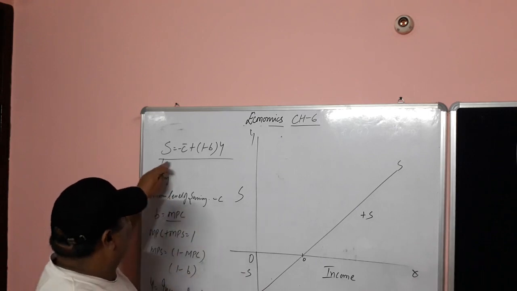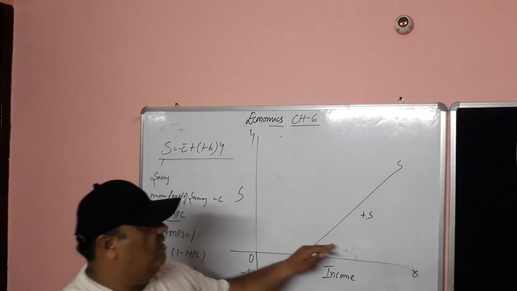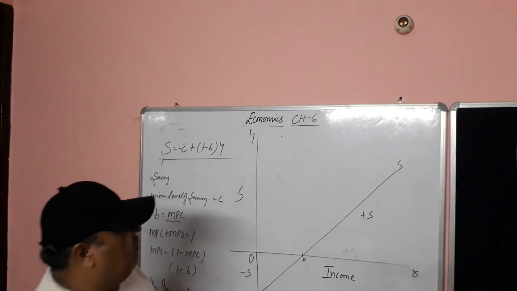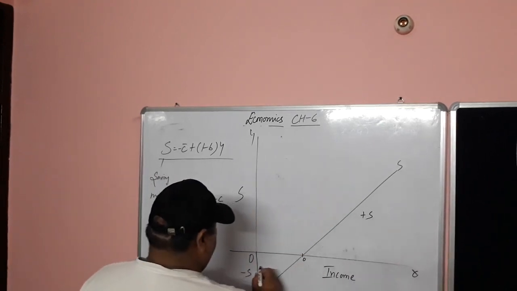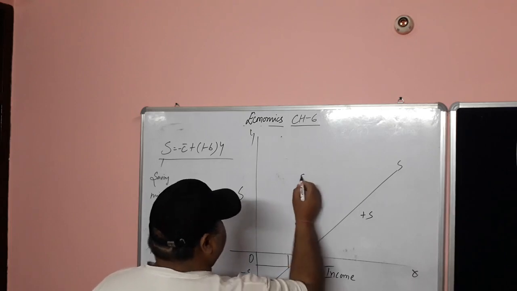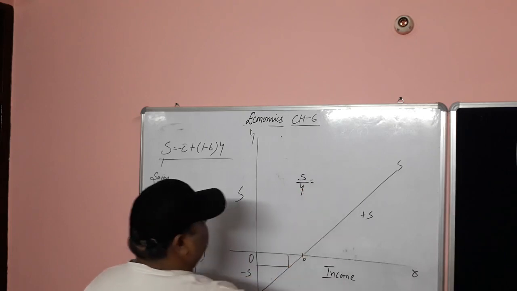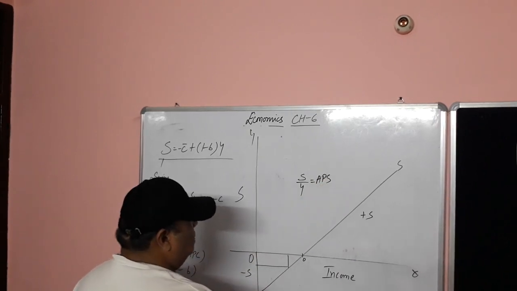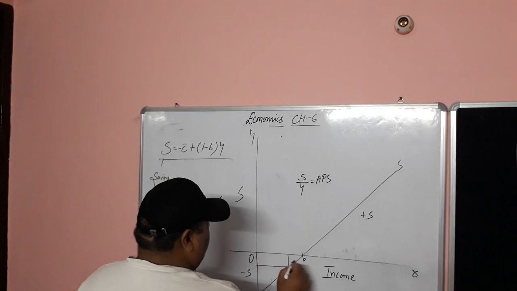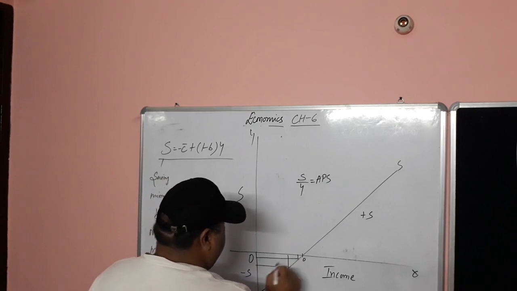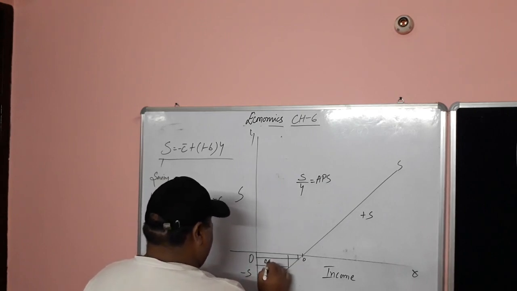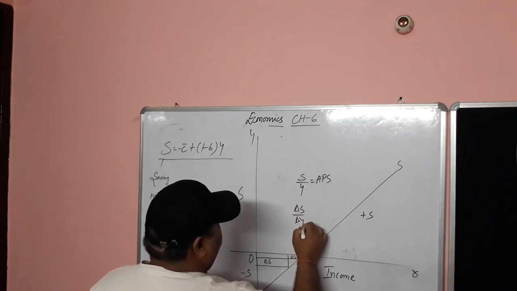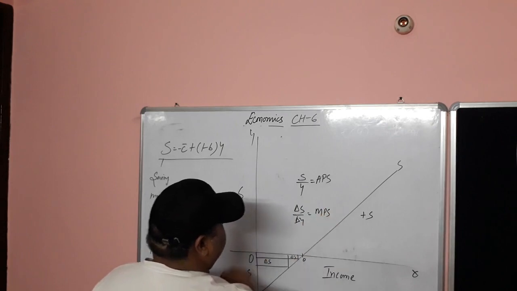So this is the saving equation and this is the saving curve, and with its help we find out the value of saving and income. The ratio of saving and income indicates the APS. But how much is the change in saving and the change in income? Change in saving over change in income indicates the MPS.